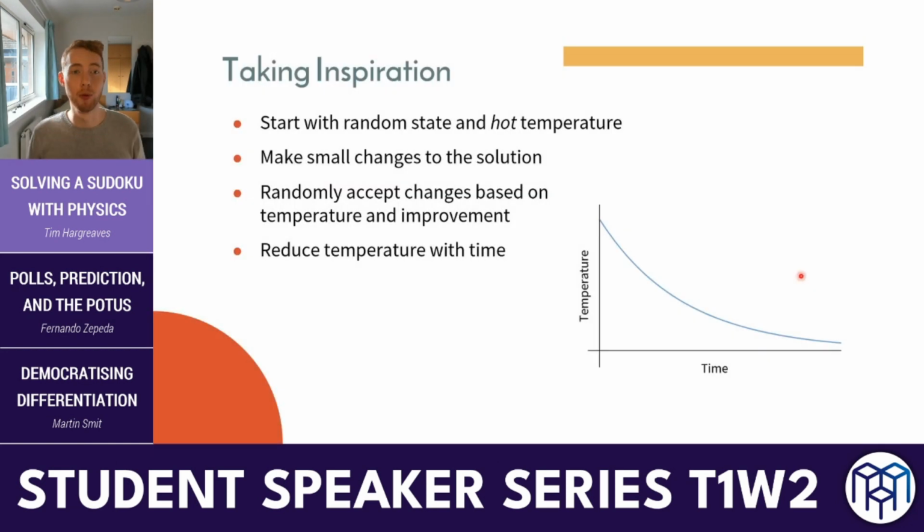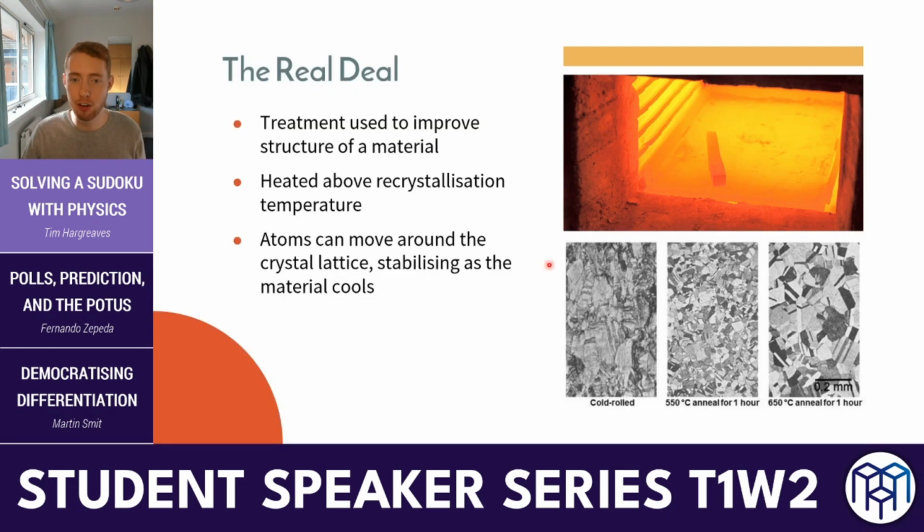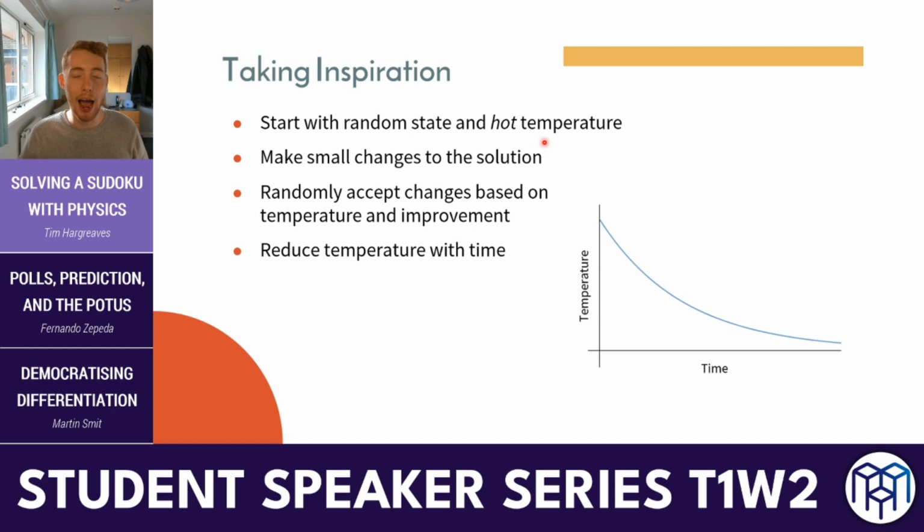And so what we want to do is take this physical process and try to turn it into an algorithm. We're going to start with just a random solution to our problem. That's kind of the same as starting with just a random arrangement of atoms in a metal. And we're going to start with a hot temperature. Temperature is just going to be a property of our system that's going to decrease exponentially with time. So basically we're cooling the system down as we go.